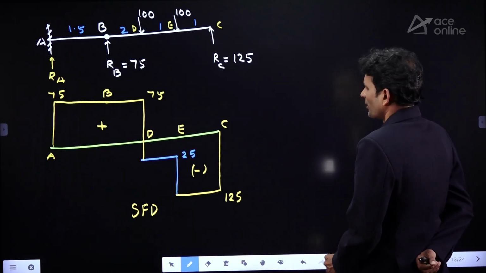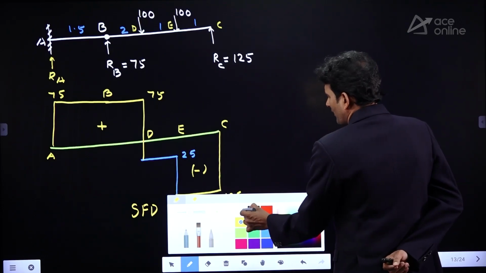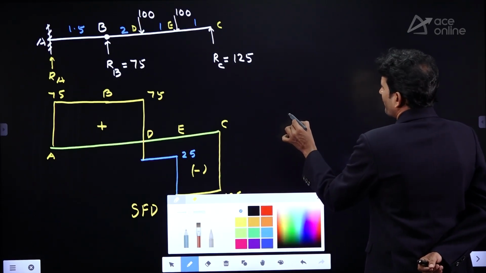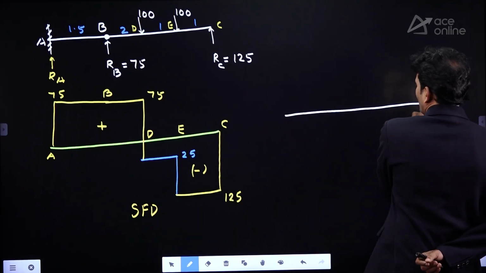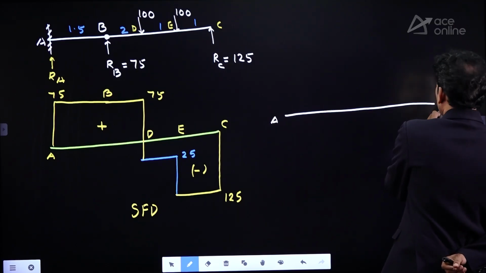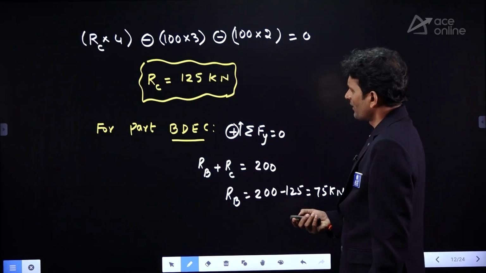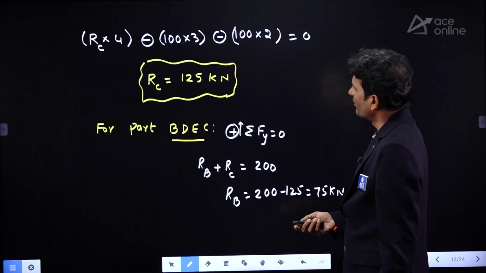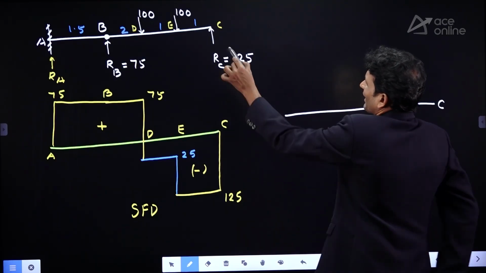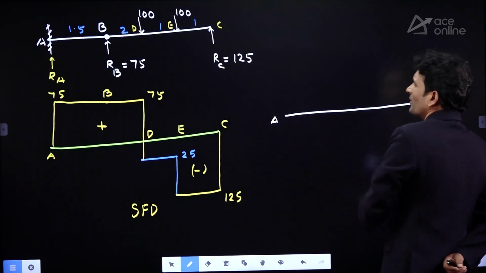Now, similarly, you try to plot the bending moment diagram. When I am speaking about the bending moment diagram, let us take first the length of the beam. This is A, and here we are having C, my dear friends. Now, try to take this one. First, I will try to find out the bending moment at C. It is 0.